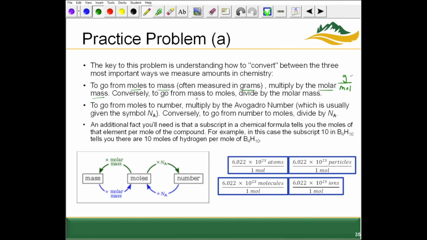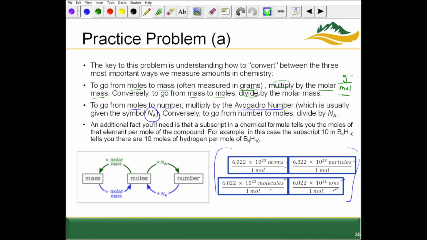So we can go back from mass to moles, also using the molar mass. Here we're either multiplying by the molar mass or dividing by the molar mass. To go from moles to the number of molecules, atoms, etc., that's when we started to use Avogadro's number. These were on their own slide previously. Remember, we can go from atoms to moles, particles to moles, numbers of molecules to moles, numbers of ions to moles. To do this, we're going to use Avogadro's number.